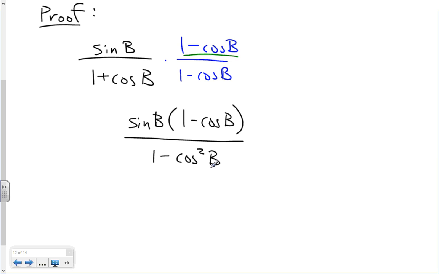And again, as soon as you see a squaring of one of your trig functions, you should be thinking about those Pythagorean properties. 1 minus cosine squared. We didn't write the property down in this form, but this should be one that I get better and better at recognizing. Cosine squared plus sine squared equals 1 is our property, but 1 minus cosine squared, like I have here, is just sine squared. So let's replace that with what it's equal to. I have the sine of B times 1 minus the cosine of B, and that's all divided by sine squared of B.